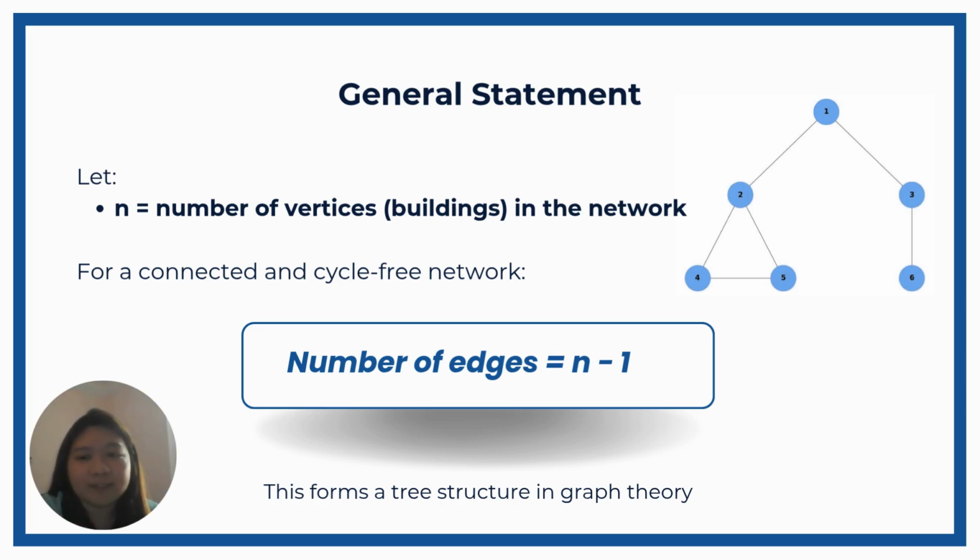Next, we can state the general relationship. Let n represent the number of vertices or buildings in the network. For a connected and cycle-free network, the number of edges is always n minus 1. The diagram on the right is a simple example of a tree structure included to illustrate this relationship visually. This shows that in graph theory, a tree is a connected structure without cycles, where the number of edges is always one less than the number of vertices.